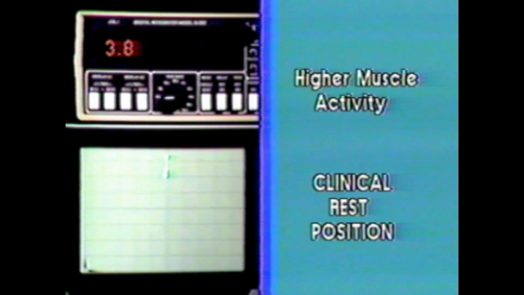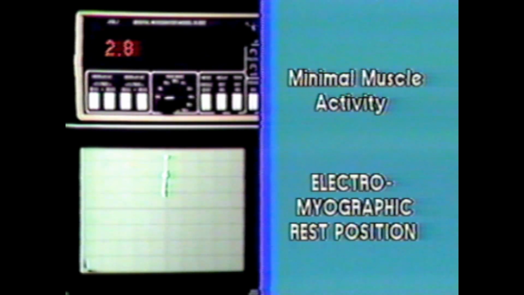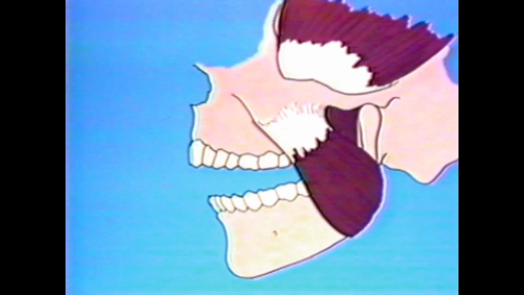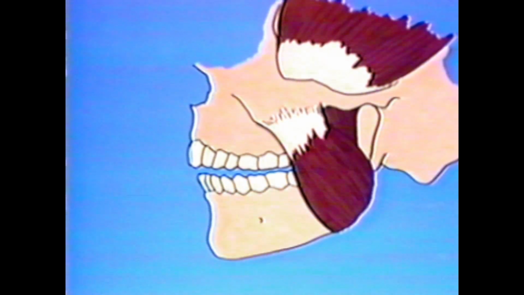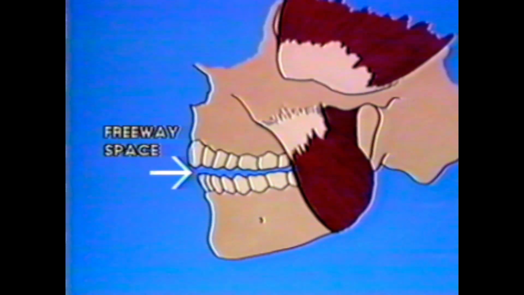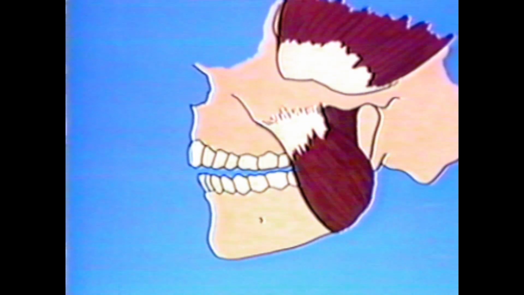Seldom, if ever, is the clinical rest position synonymous to electromyographic rest position, where the masticatory and facial muscles are minimally active. Knowledge of the role of mandibular muscles in determining interocclusal distance, as well as a clear understanding of vertical dimension and freeway space, is essential for proper diagnosis and treatment of many restorative procedures.